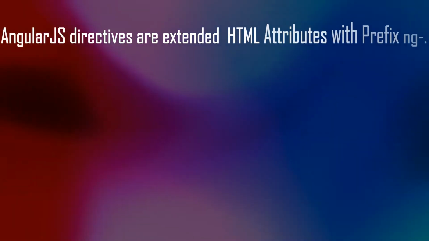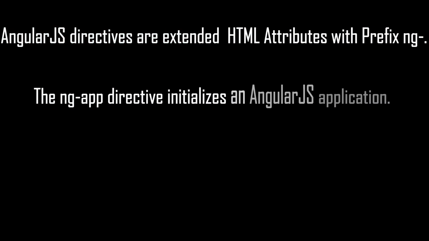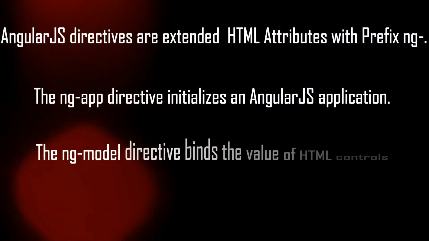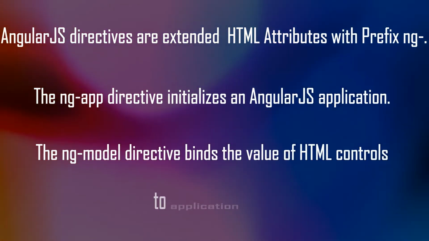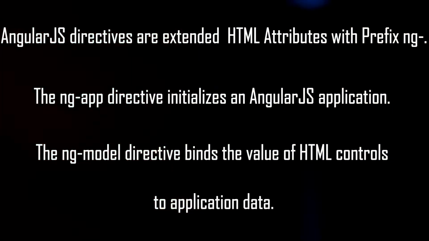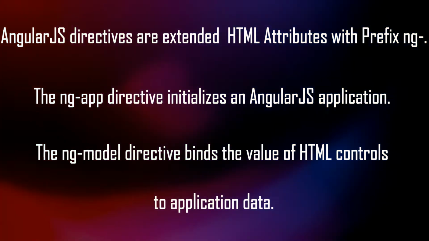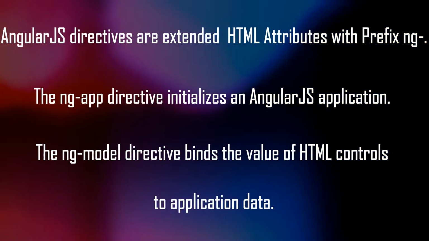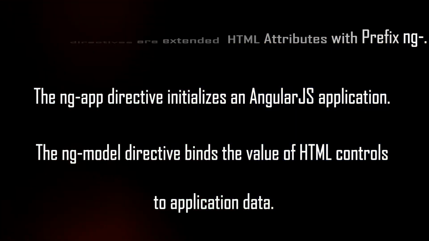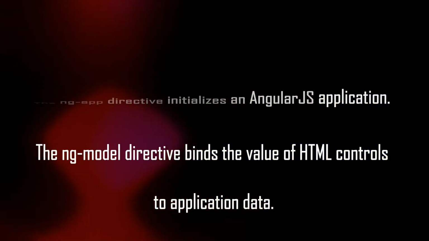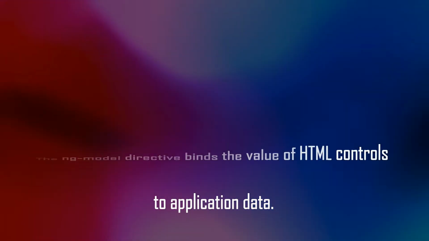So let's start. AngularJS directives are extended HTML attributes with the prefix ng-. The ng-app directive initializes an AngularJS application. The ng-init directive initializes application data. The ng-model directive binds the value of HTML controls like input, select, textarea, etc. to application data. So this is about AngularJS directives.